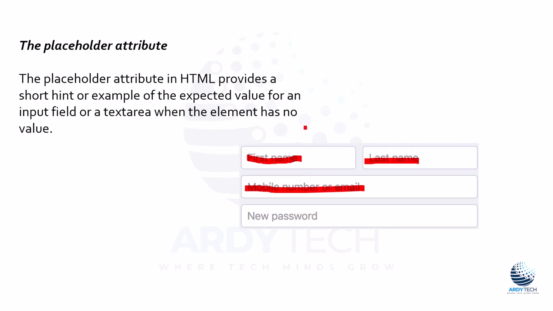It also signifies that this field is for the first name, this field is for the last name, and this is for mobile and email, then this is for the password.